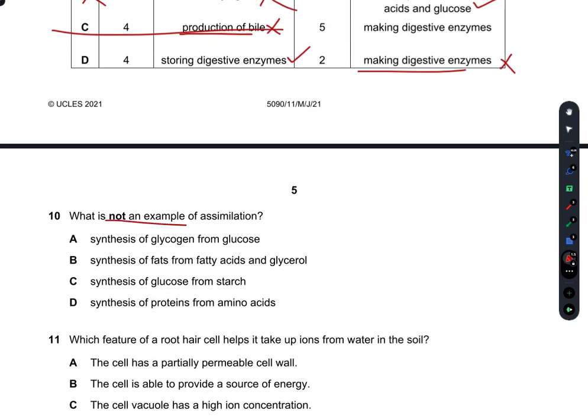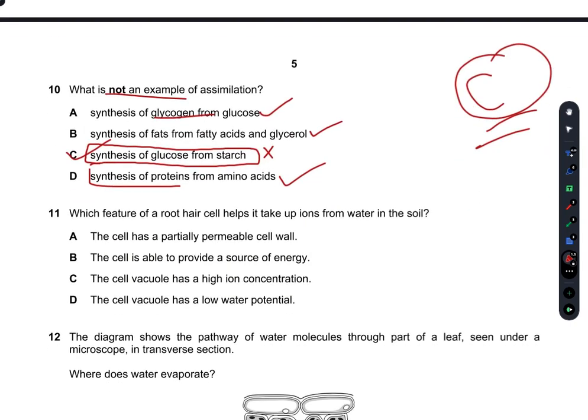What is not an example of assimilation? Synthesis of glycogen from glucose is assimilation. We know this. Synthesis of fats from fatty acids and glycerol is also a type of assimilation. Synthesis of proteins from amino acids is again a part of assimilation. Conversion of starch into glucose is not assimilation, it is a breakdown. So C is the right option.